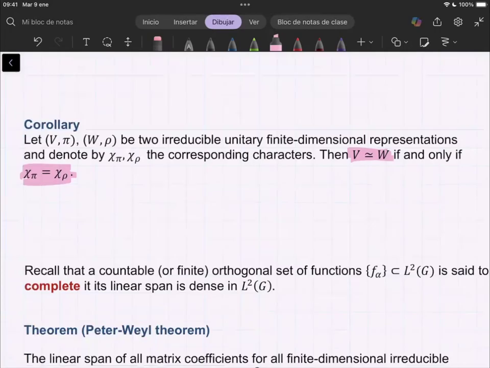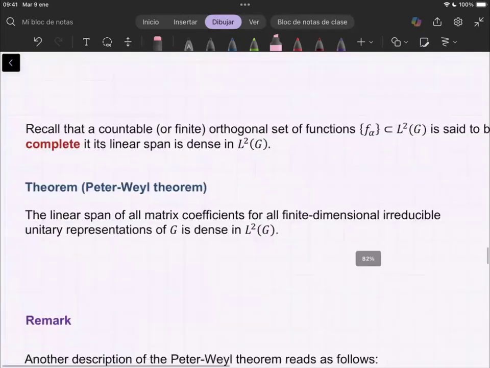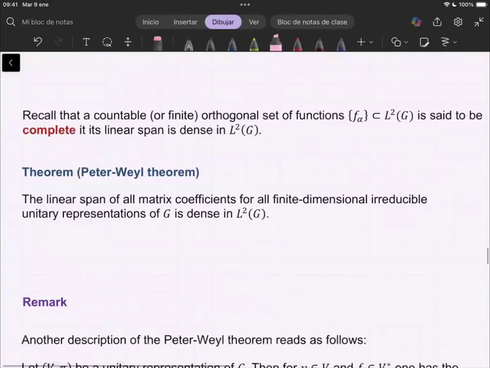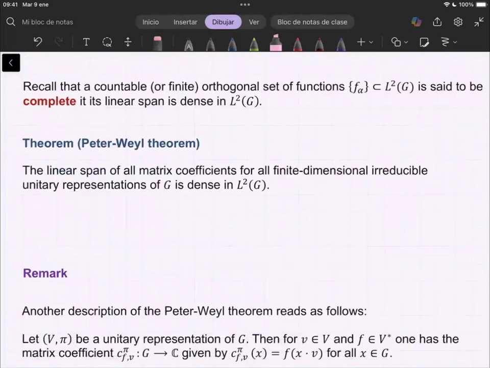So the representations are isomorphic. So it's very nice. Okay. So now it's time to state the Peter-Weyl theorem. The Peter-Weyl theorem says that the span of matrix coefficients is dense in L2 of G.